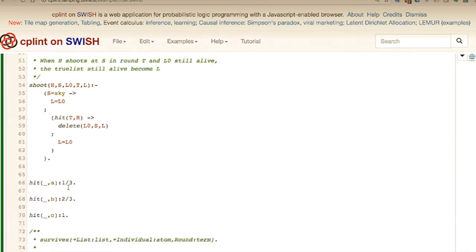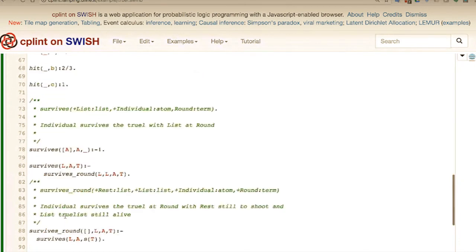And now here we have the only probabilistic clauses of this program, the ones that express the probability of players A, B, and C hitting the target. The first clause states that player A has probability 1/3 of hitting the target. The anonymous variable is a placeholder for the turn, because there is a different random variable for each turn, okay? And so player B instead has a probability of hitting of 2/3 and is expressed in this way, while C has a probability of hitting of 100%. So we have these clauses.